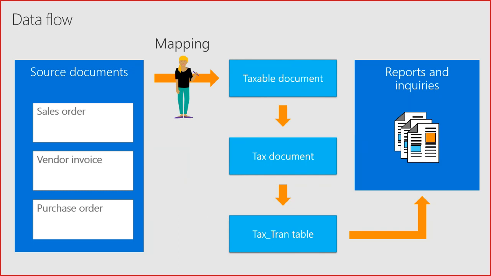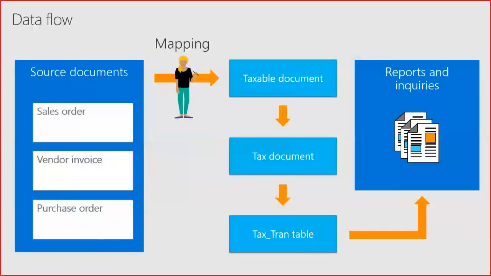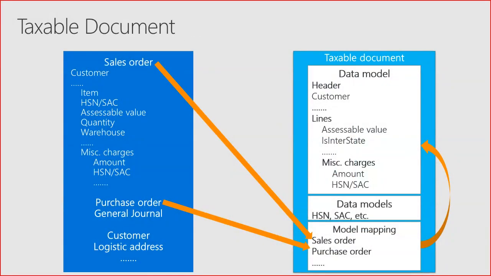So you create a sales order, GTE will execute the model mapping to get the value from the sales order and map it to the taxable document. Then the tax document will use the data in the taxable document to do the applicability, calculation and posting, and the result will be in the same table as in the old tax engine, and then used for reporting and inquiry. So this one is for me to further explain the concept to you.